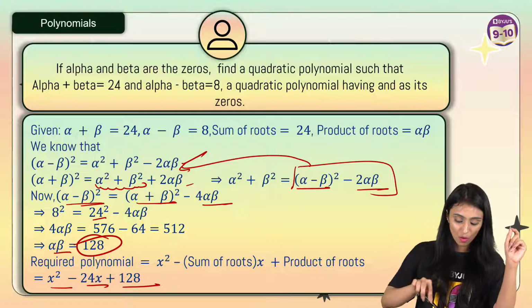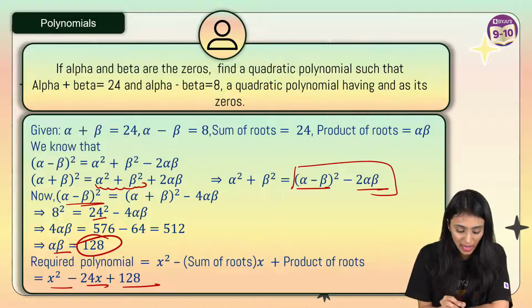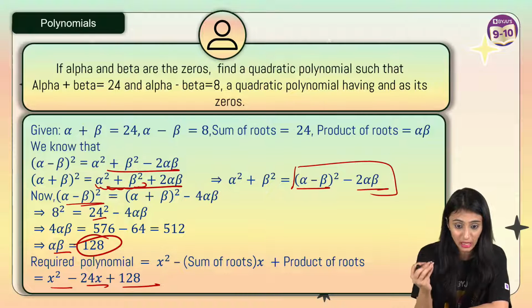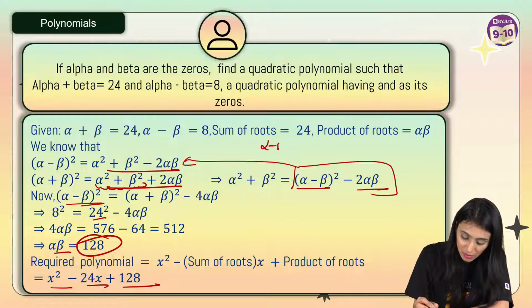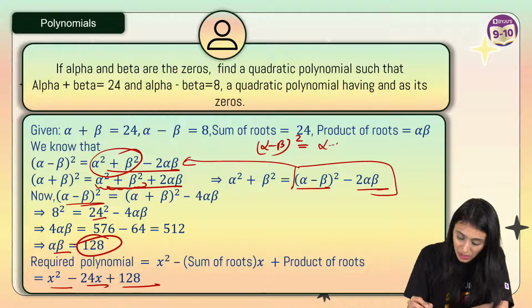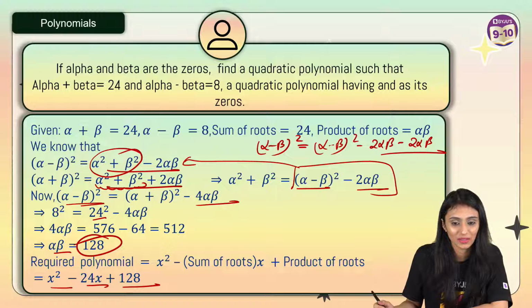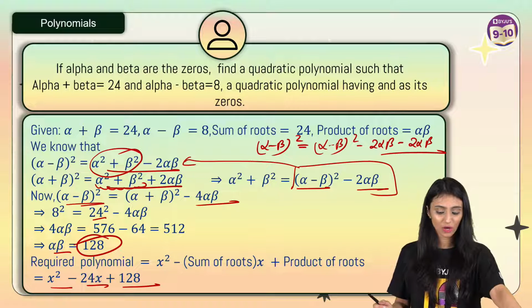So, I hope this is clear. Two identities we are using, alpha plus beta whole square and alpha minus beta whole square, to get the value of alpha beta, right? So you take this here, put it here. This is going to be what? Alpha minus beta whole square. Alpha square plus beta square is what? Alpha minus beta whole square minus 2 alpha beta, and minus 2 alpha beta already there. This becomes minus 4 alpha beta. It's okay. So I hope this is clear. We have got the final polynomial.